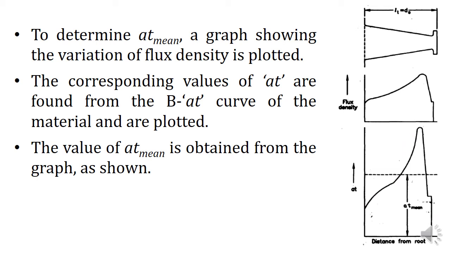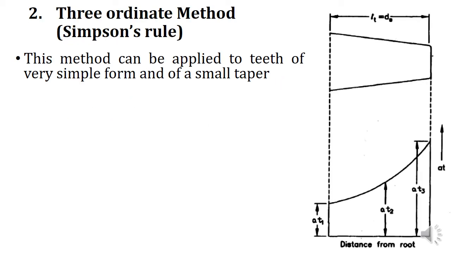The second method is the three ordinate method or Simpson's rule. This method can be applied to teeth of very simple form and of a small taper. So this is a tooth with a small taper and it has a very simple form. Here this is the length of the tooth or depth of slot. Both are equal.